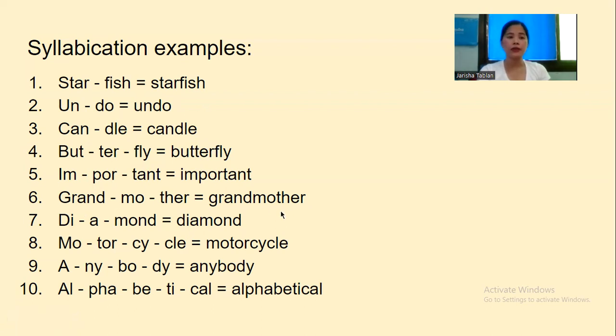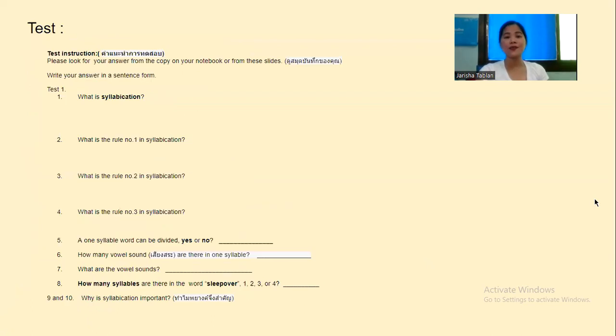grandmother, diamond, motorcycle, anybody, alphabetical. All right? Okay. Do you understand? Yes. So are you ready with our test?